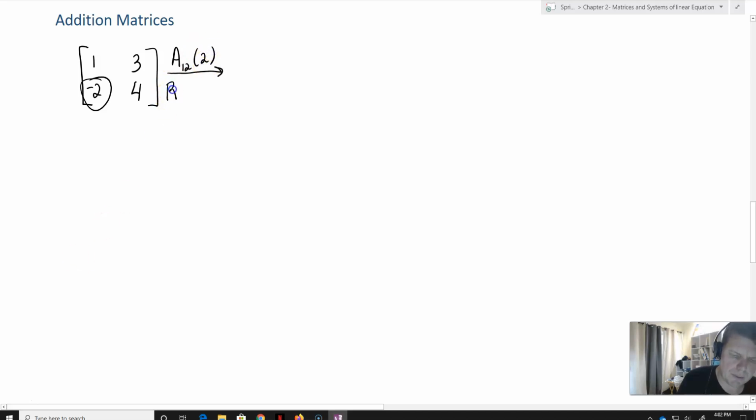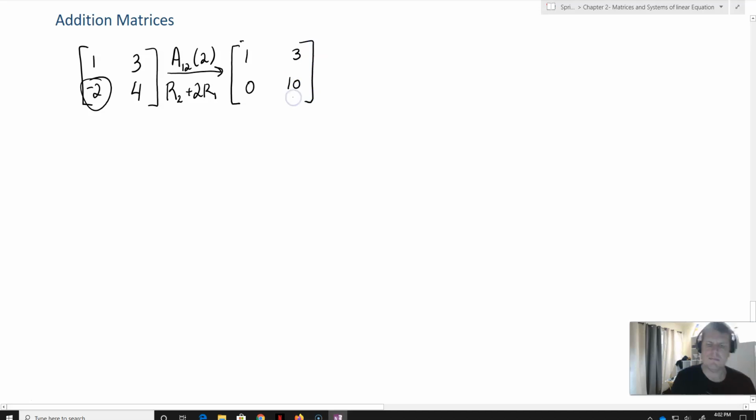So that'll be row 2 plus 2 row 1, if you want to rewrite it that way. And what that's going to end up giving me is 1, 3, and then 0, 10. Now, notice that row 1 is being multiplied by 2.